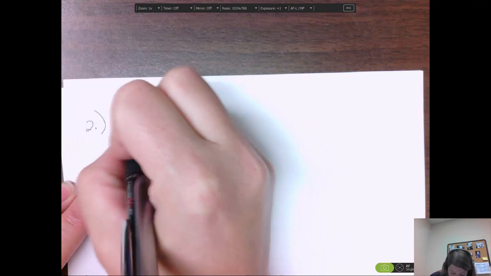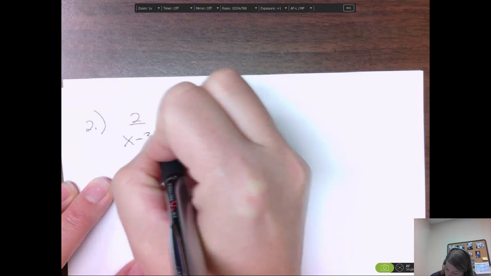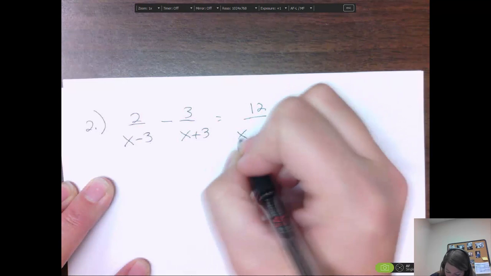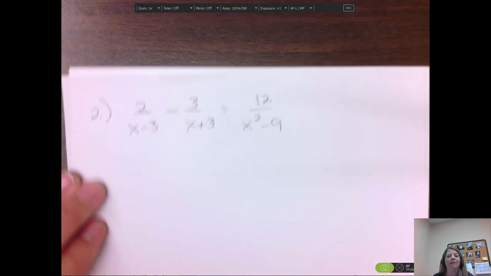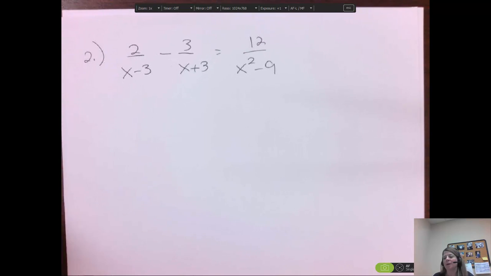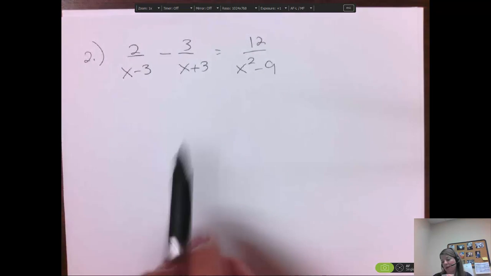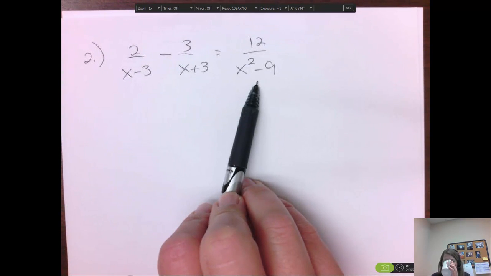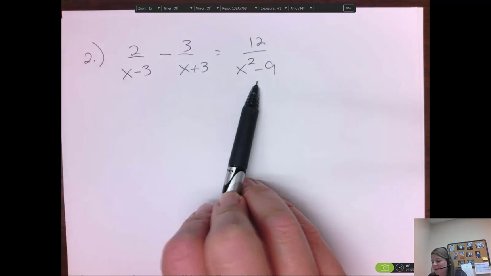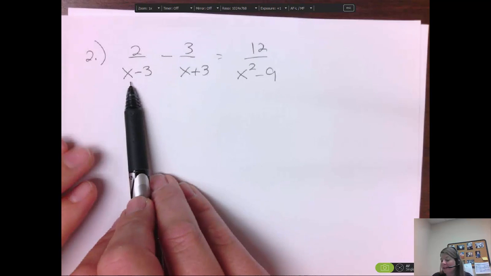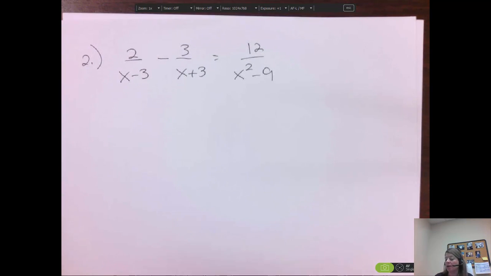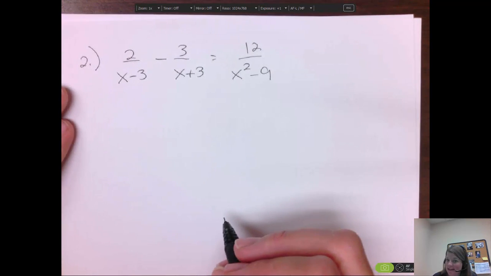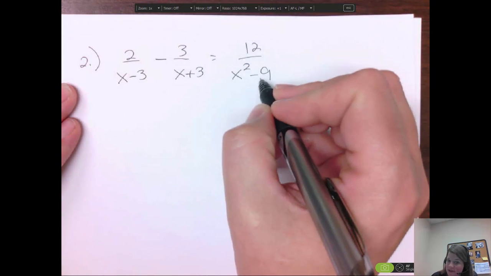What if I have 2 over x minus 3, minus 3 over x plus 3, equals 12 over x squared minus 9? This is one I always see show up on everything. I don't know why. Okay, so we have a fraction. Look at this as x minus 3, x plus 3, and then what's this going to factor into? It's going to factor into these two, right? So really, if I take x minus 3 and x plus 3, I'll incorporate all denominators. So my common denominator is going to be x minus 3, x plus 3, because this factors into that, right?